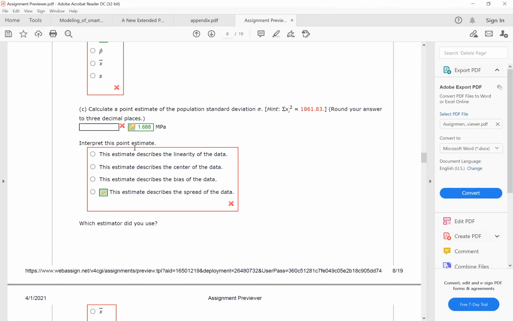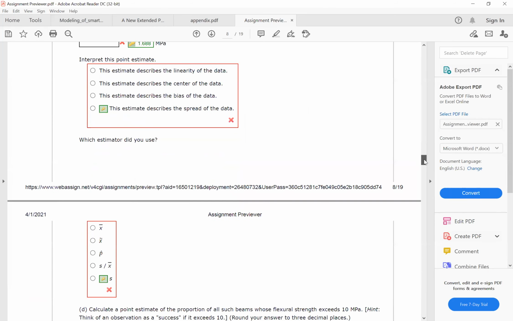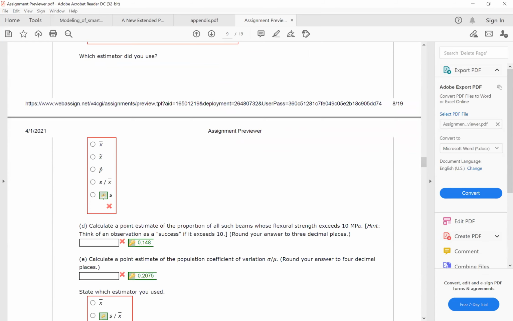Now we need to interpret this point estimate. We use a standard deviation to describe the spread or variability of the data, not the center, not the linearity, not the biasness. So the standard deviation or variance is used to describe the spread of the data. That's why this estimate describes the spread. Which estimator did we use? We used the sample standard deviation, S.